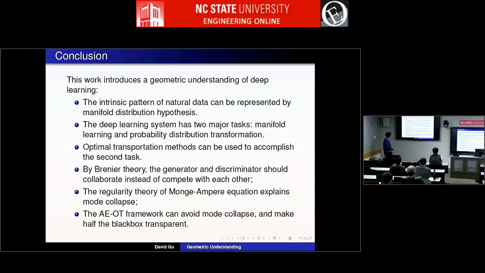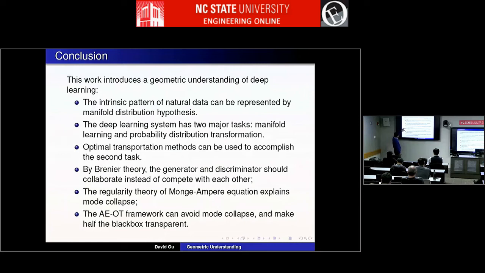So in summary, this work introduced a geometric understanding of deep learning. We believe that the intrinsic pattern of natural data can be represented by the manifold distribution hypothesis. So the fundamental data structure should be a manifold with a distribution on the manifold. Then deep learning can represent this data structure using the parameters of the network. Basically, deep learning has two major tasks. One is manifold learning, the encoding and decoding maps. The other is the probability distribution, which is encoded by the transformation from white noise to the data distribution.